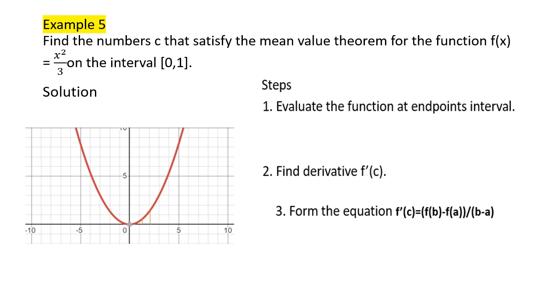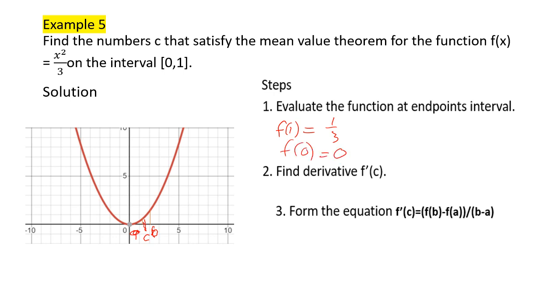Next, find the number c that satisfies the mean value theorem for the function x cubed over 3 on the interval 0 to 1. So somewhere along this curve, that one is c. This 0 is a, that one is b. Evaluate the function at the endpoints. f of 1 equals 1/3. f of 0 equals 0.